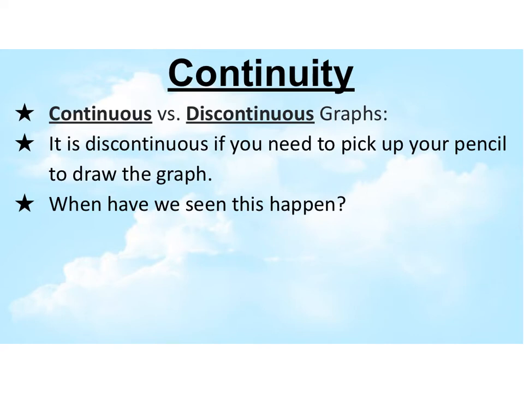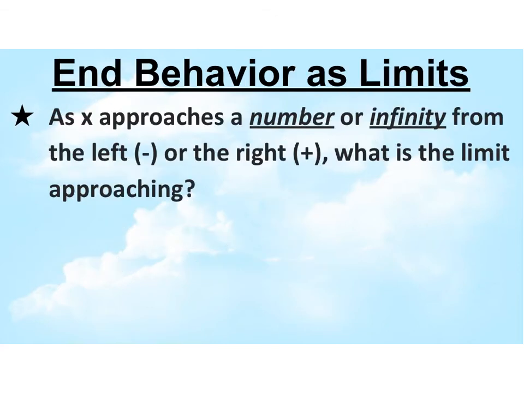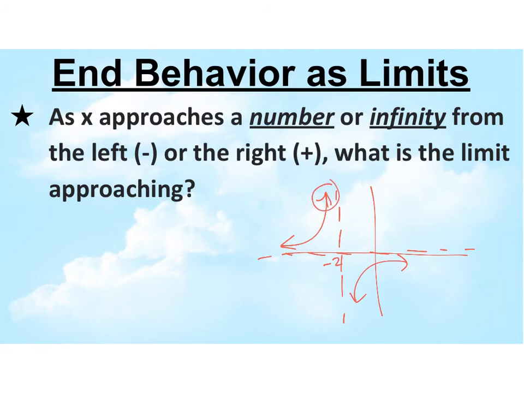When have we seen this happen? We've seen it with piecewise graphs, holes, and even asymptotes. So this is going to set us up to get ready to learn about limits. Remember our end behavior at the limits. As x approaches a number or infinity, so remember if we have, say, an asymptote at negative 2 and y equals 0. And remember when x approaches -2 from the left, we said that y would approach positive infinity. This is going to help us start figuring out what the limit is, what the limit is approaching.